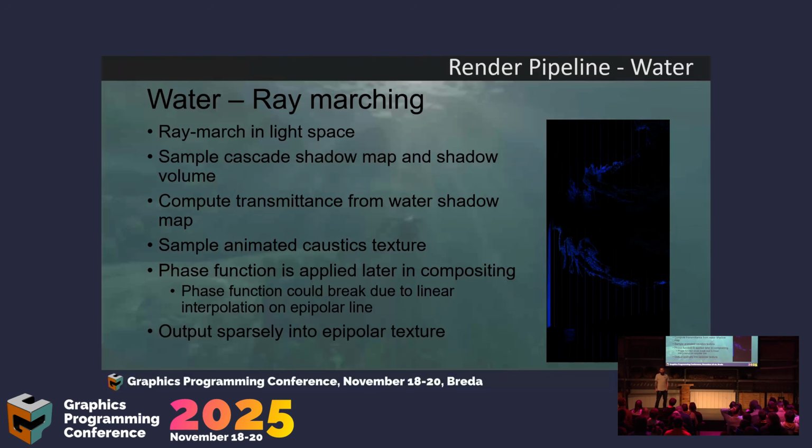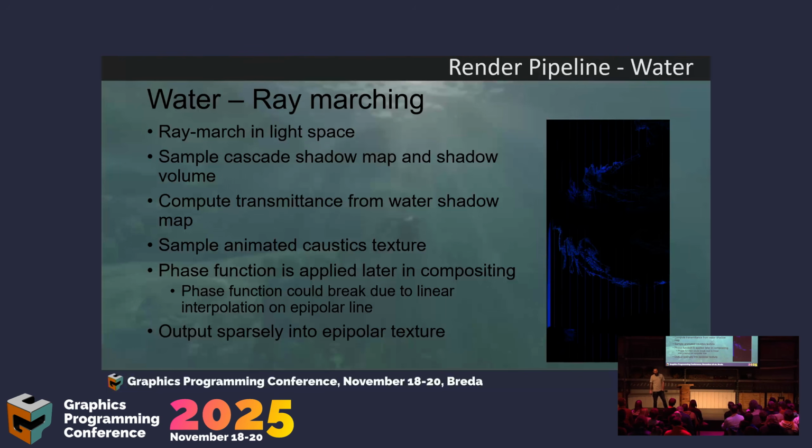So the ray marching is straightforward. We dispatch an indirect compute shader with one thread per ray. We march in light space and sample the cascade shadow map and shadow volume. And the underwater transmittance of the incoming light is approximated using the water shadow map. We also sample our animated caustics texture, where we increased the MIP level with increasing water depth to simulate some diffusion of the light. Because the Gaussian texture is not energy conservative, we have to multiply a normalization factor afterwards.